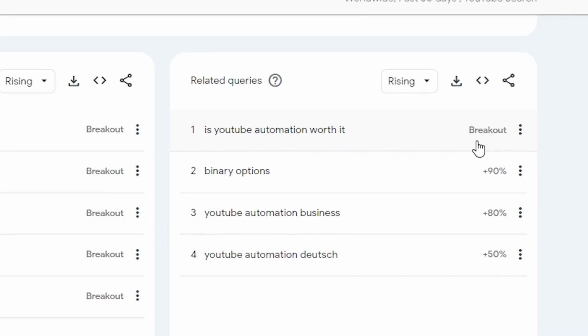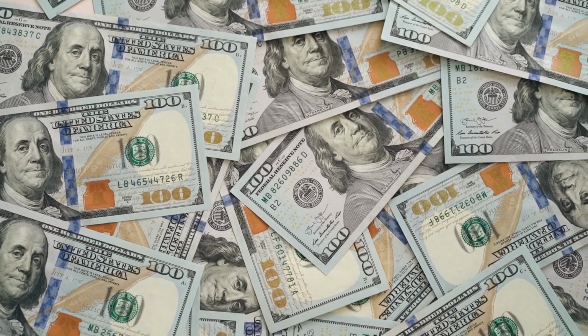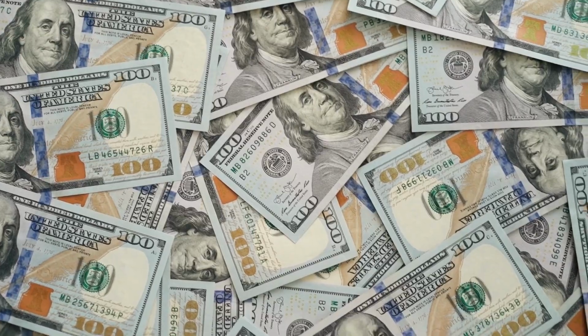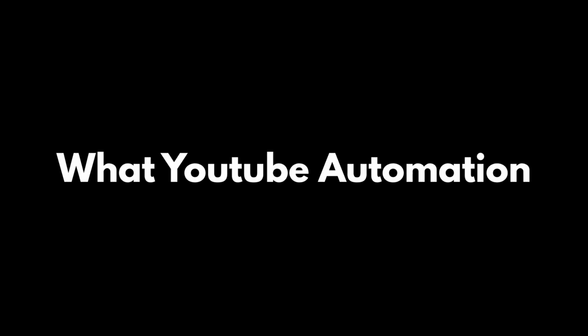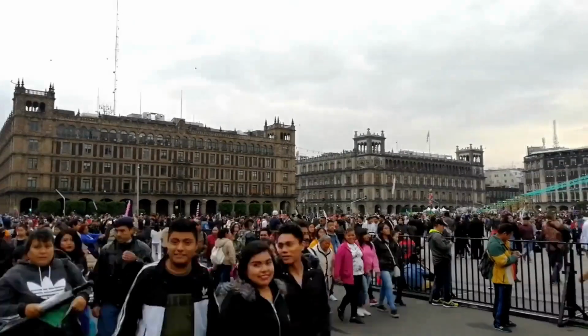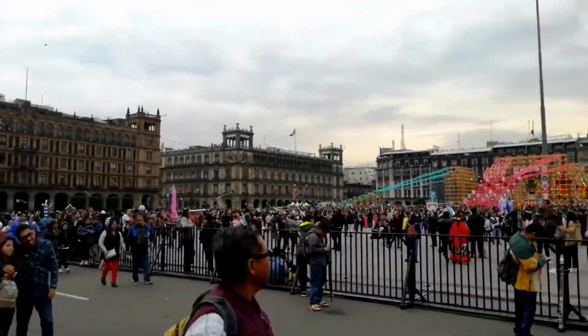YouTube automation is one of the most trending topics out there because it is one of the easiest ways to generate money online. But the question is what YouTube automation actually is, how you can set it up, and how to set it up correctly, because most of the people out there are using YouTube automation completely wrong.